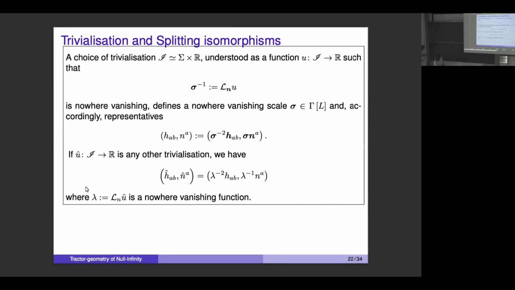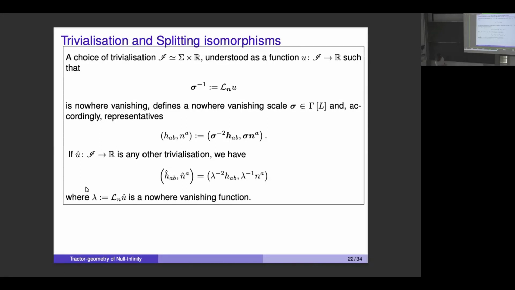Now, if you want to do tractors, you need splittings for your tractor bundle. There is going to be a crucial difference here because everything is degenerate. What splits your tractor bundle is no longer a choice of metric. In usual tractors, you choose one metric in a conformal class and split your tractor bundle. Here it's more complicated than that, but not too much. What you need to choose is a trivialization of your bundle. So you choose a function u on sigma which trivializes your bundle.